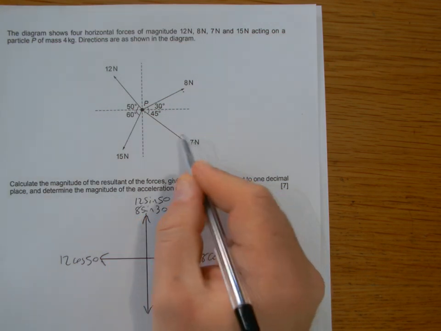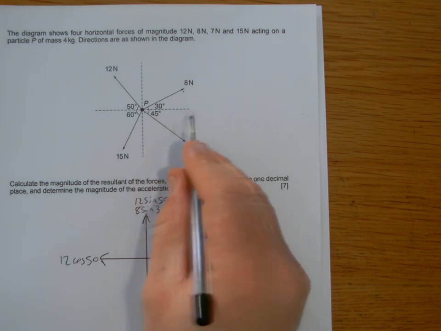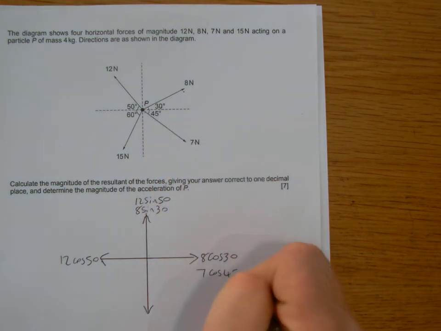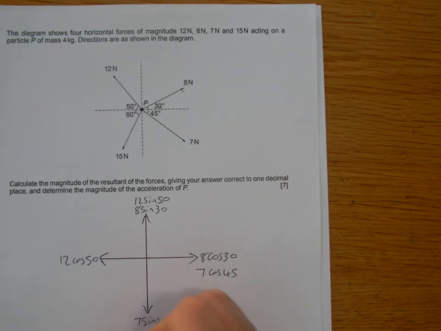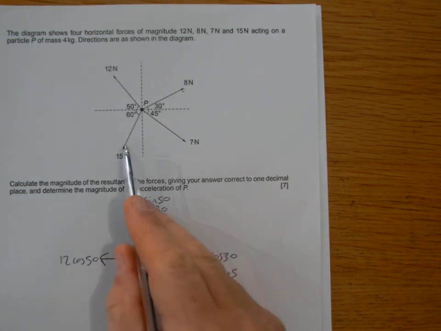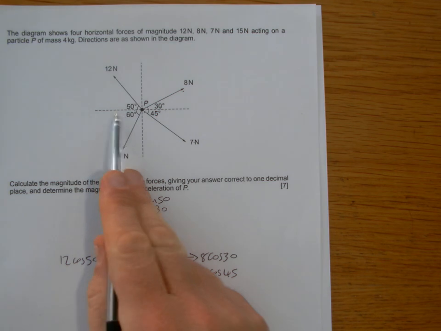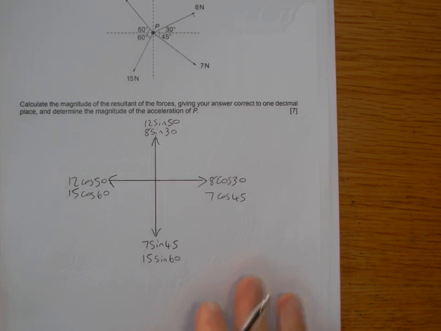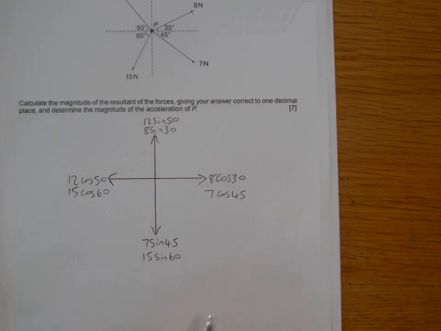7 newtons then go in this direction, so containing this angle here is this side, so that'll be 7 cos 45, 7 sine 45 in the y direction, and then the 15 then containing the angle on this side, so that's 15 cos 60, and then 15 sine 60 here. So a lot of forces, but we can rely on our calculator to work this all out for us.